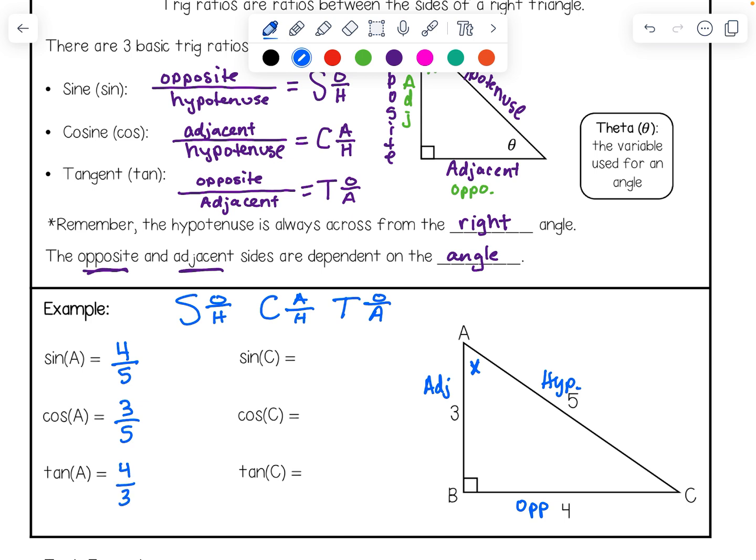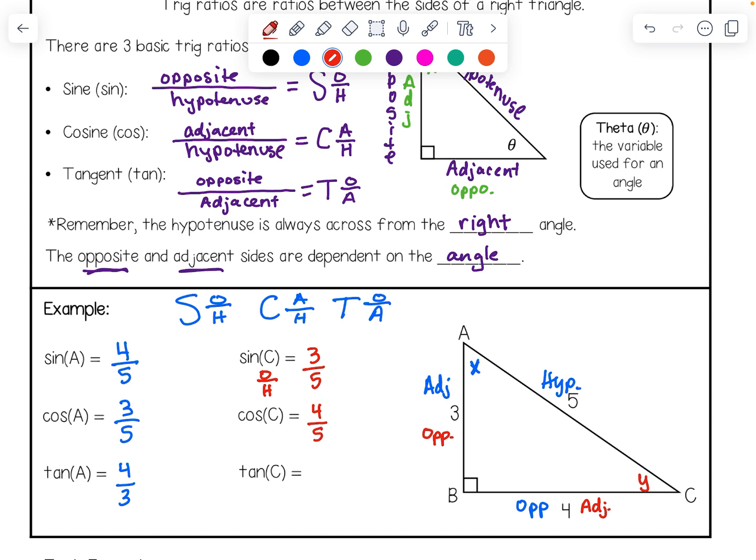Okay. Now, if we change our angle and come down here to C, now my opposite side has just changed and my adjacent side has just changed. So if I do the sine of C, I need opposite over hypotenuse. So I'd have 3 over 5. And now remember, you can always turn that into a decimal, and we'll practice that later by dividing those two. The cosine of C would be the adjacent side over the hypotenuse. So this time it would be 4 over 5.